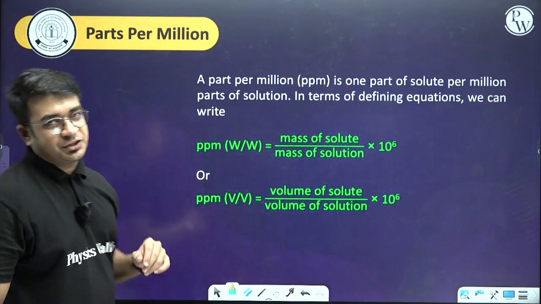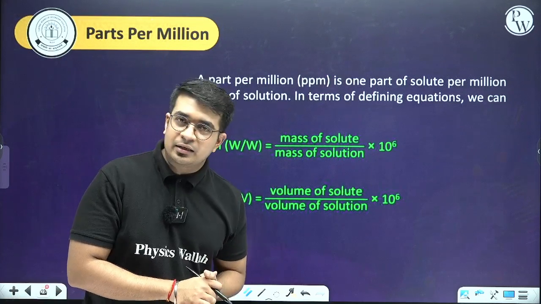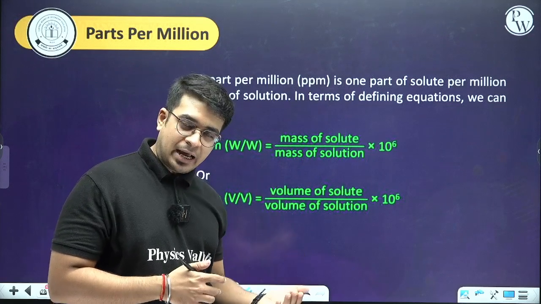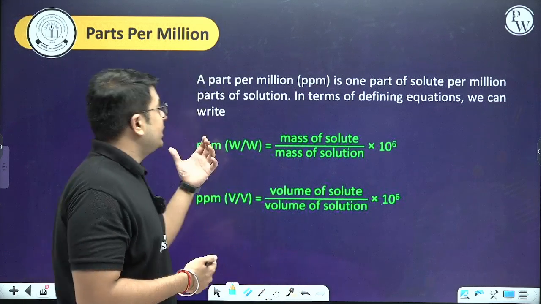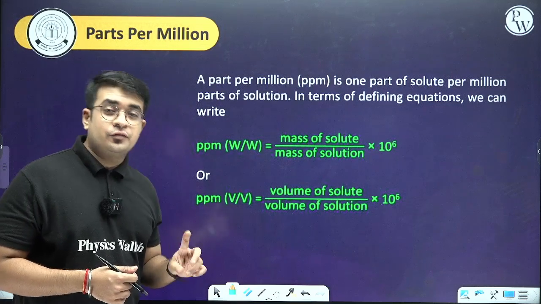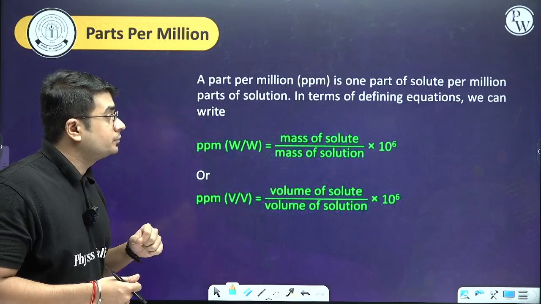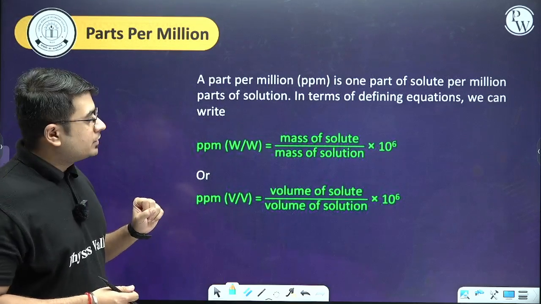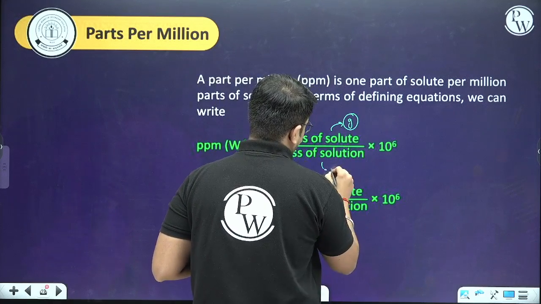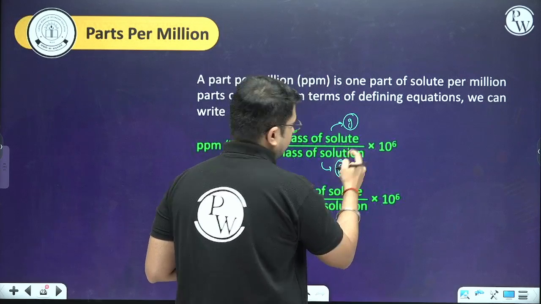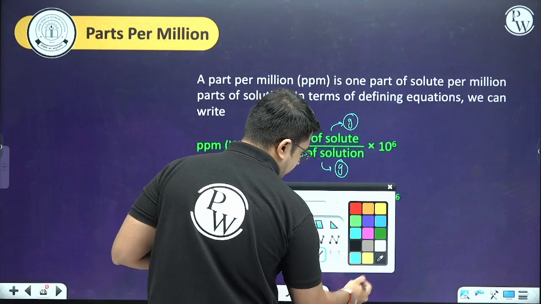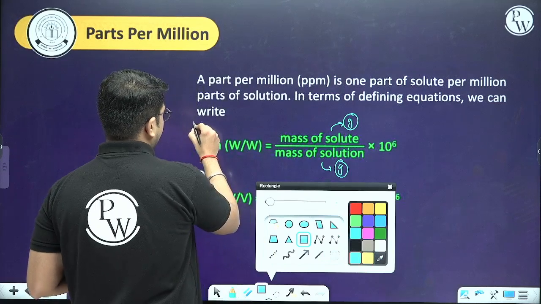The next concentration term is very easy, which is parts per million. Again, in this case, I am comparing solute with solvent part. Either you can talk about the grams or the ml. But the meaning of part per million, which is ppm, is one part of the solute with respect to the millionth part of the solution. So the idea is very easy: whatever mass of solute is given in grams divided by the mass of solution given in grams multiplied by 10 raised to the power 6 will be your ppm.